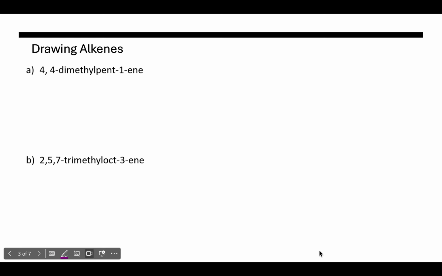Now, looking at drawing is very similar in terms of what you want to start with. When we are naming, you want to identify your longest chain. When it's drawing, I start by drawing out my longest chain. So here, pent-1-ene. Pent means I have 5 carbons: 1, 2, 3, 4, 5. And on carbon 1, I have my double bond. So between carbon 1 and 2, I'll just add another bond. And then on carbon 4, so 1, 2, 3, 4, I have 2 methyl groups.